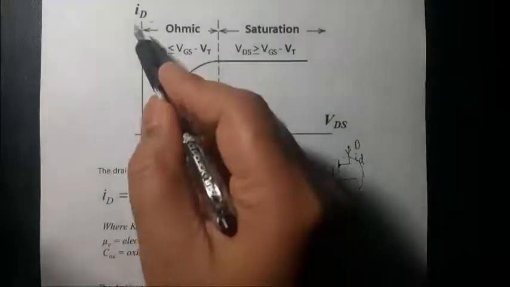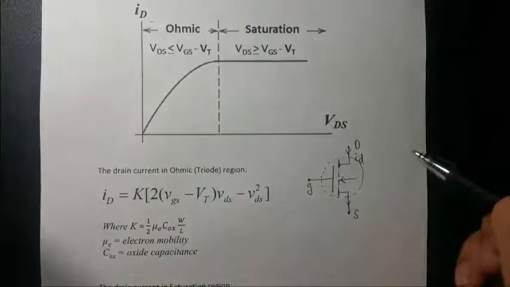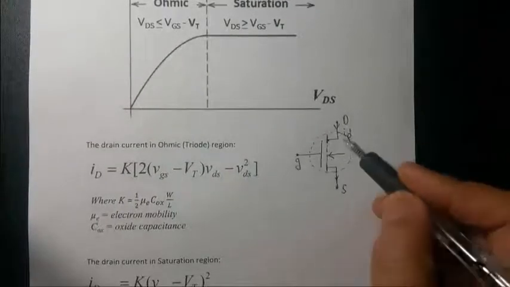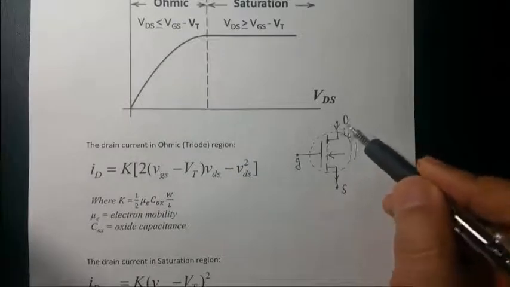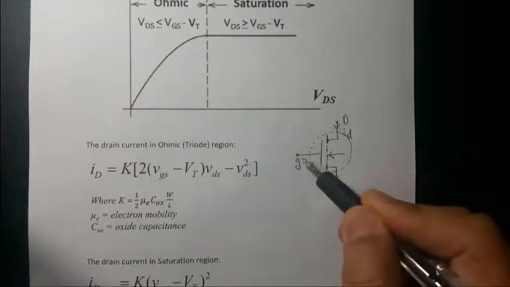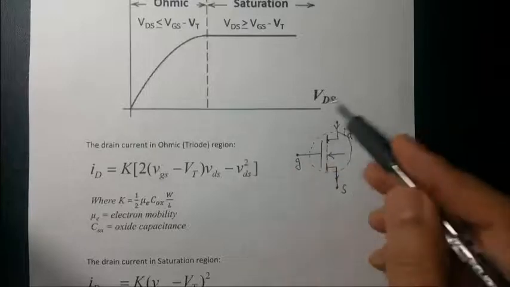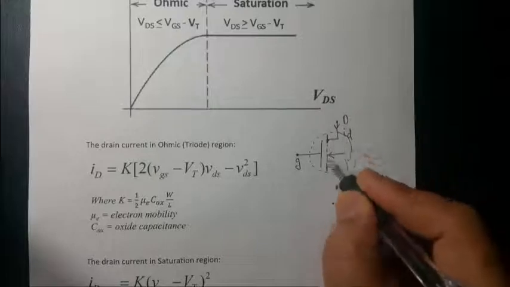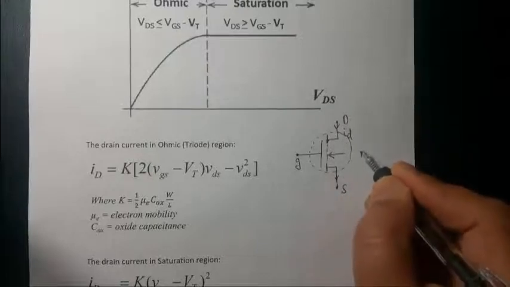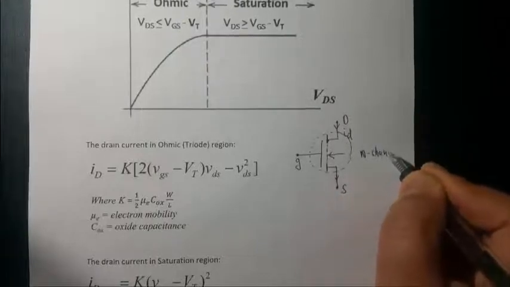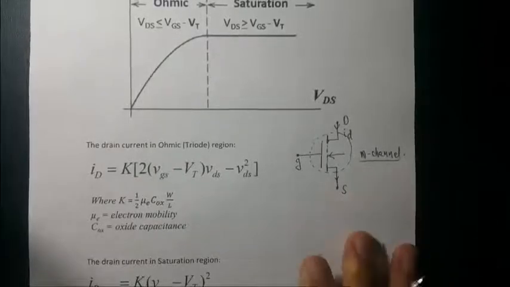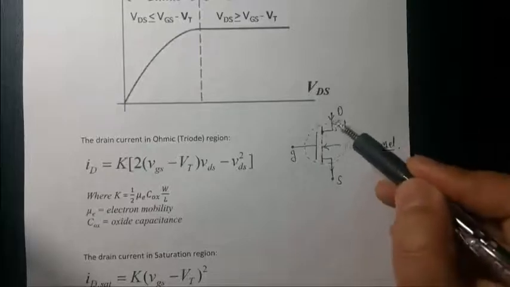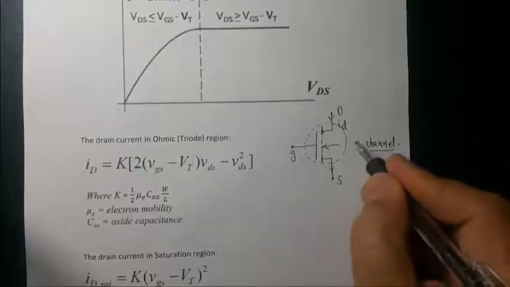So here's the IV characteristic of a MOSFET. Here's the MOSFET symbol. Any transistor is a three-terminal device. It has a source, drain, and gate. Since most of the time we are dealing with the N channel, this is an N channel MOSFET symbol. N channel means the conduction takes place through the thin layer of electrons here. So that's why it is called N channel.